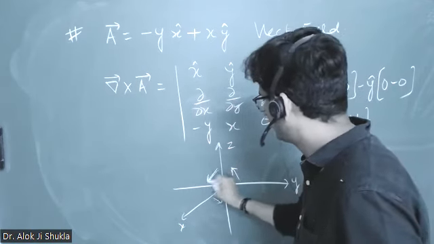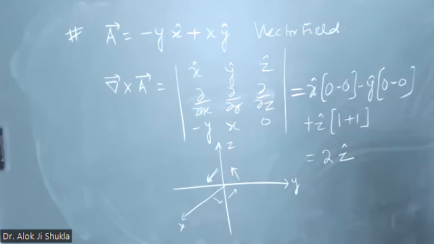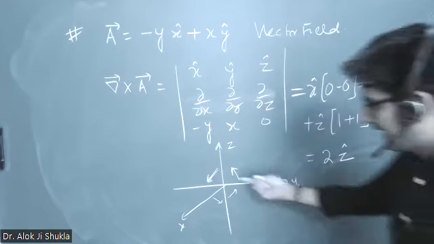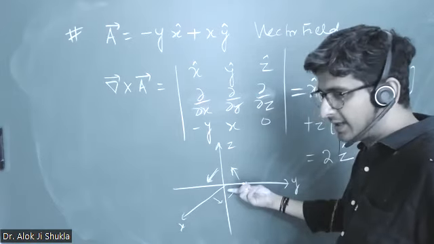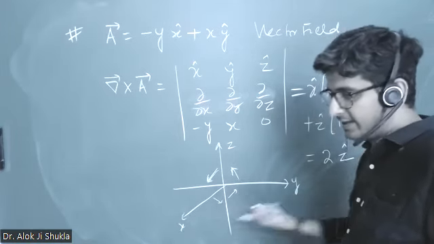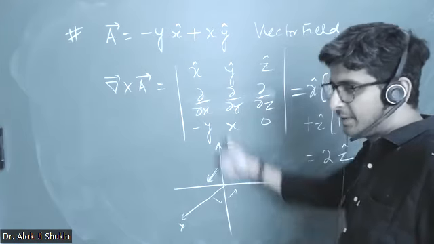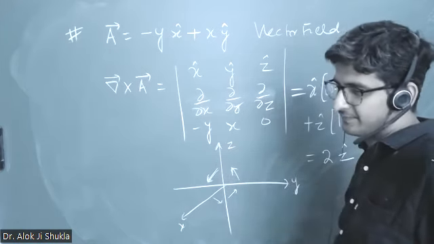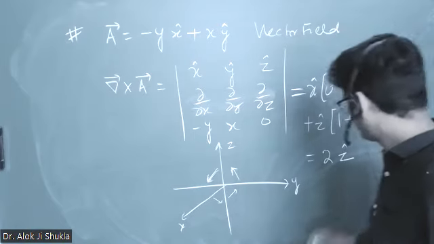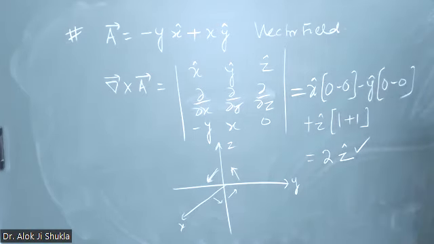These vectors have magnitude under root x square plus y square. In the XY plane, it is difficult to draw like this. It is in the XY plane, right? These vectors. About what are they rotating? About z cap. So that's why you are getting z cap here.